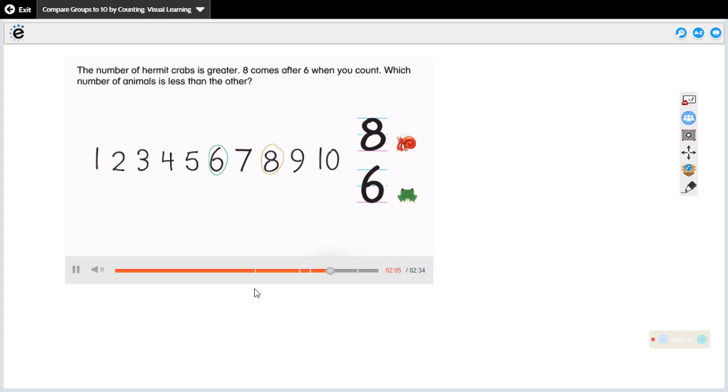Which number of animals is less than the other? The number of tree frogs is less. 6 comes before 8 when you count.